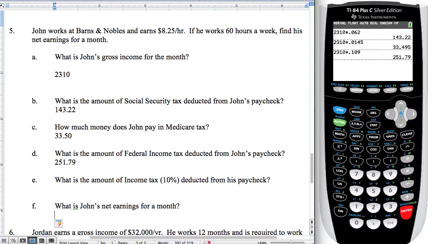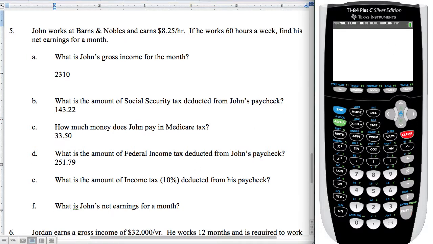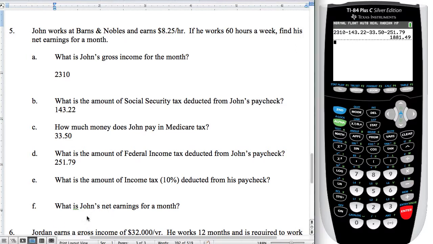Well, we're going to take his gross income, $2,310, and we're going to subtract out his Social Security. We're going to subtract out his Medicare, and we're going to subtract out his federal income tax withholding. That comes out to be $1,881.49.